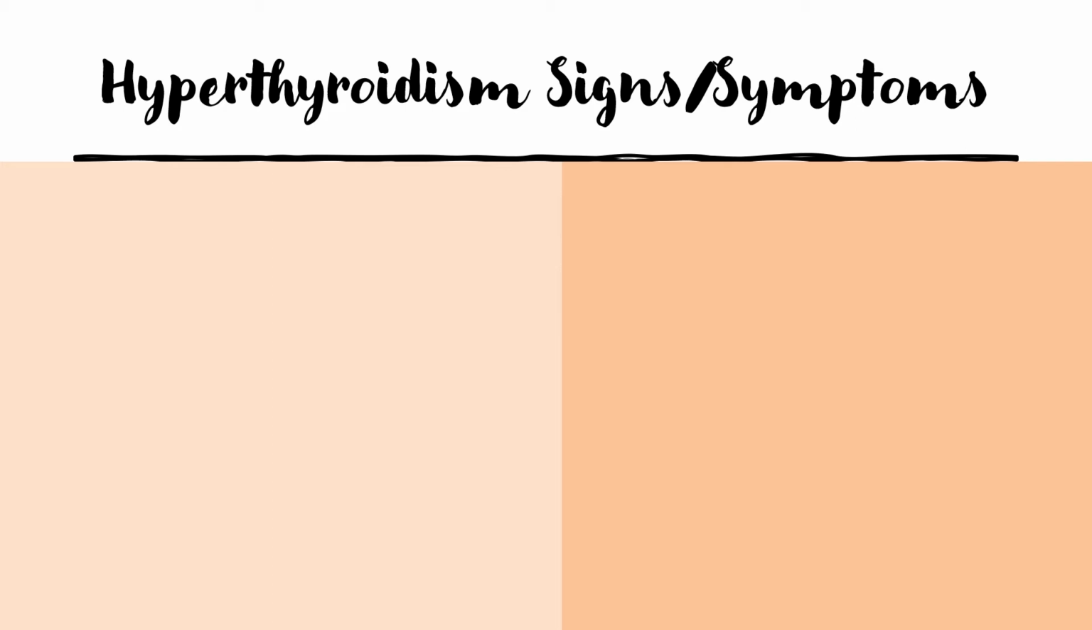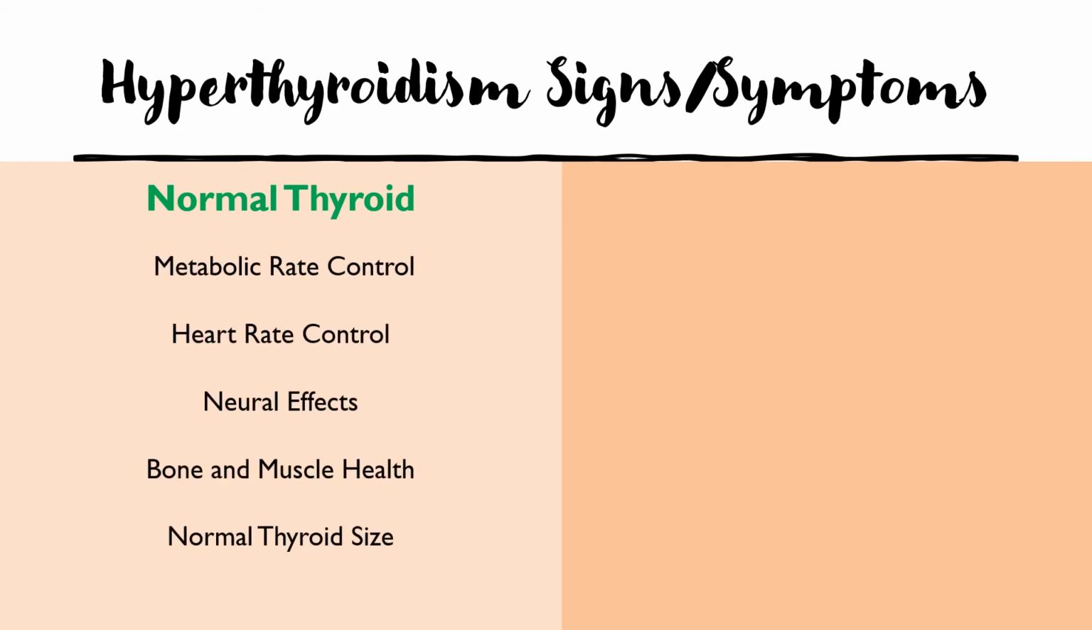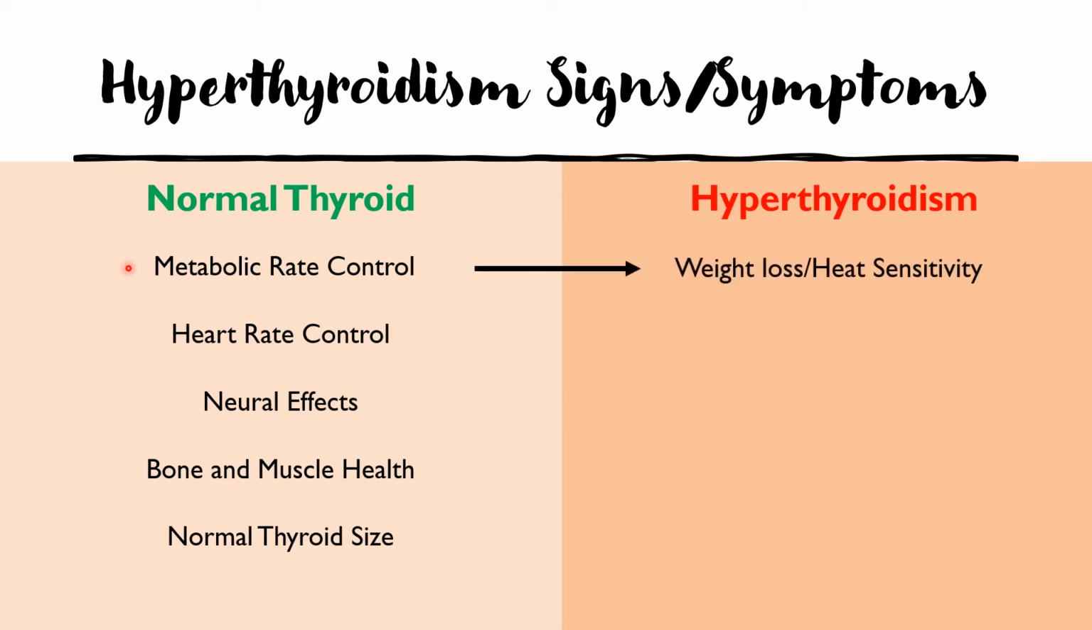Now that we understand the pathophysiology behind hyperthyroidism, we can look at the signs and symptoms which are commonly seen. So if you remember from the beginning, the normal thyroid has multiple functions, and we can extrapolate from these to work out the symptoms of hyperthyroidism. So for example, the normal thyroid controls metabolic rate, so if this increases too much, it can lead to weight loss and heat sensitivity. Similarly, the thyroid controls heart rate, and if this increases too much, it leads to tachycardia.